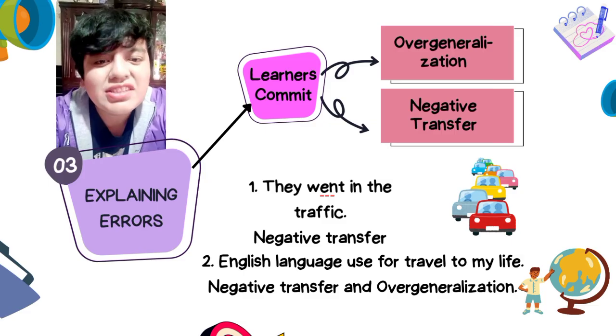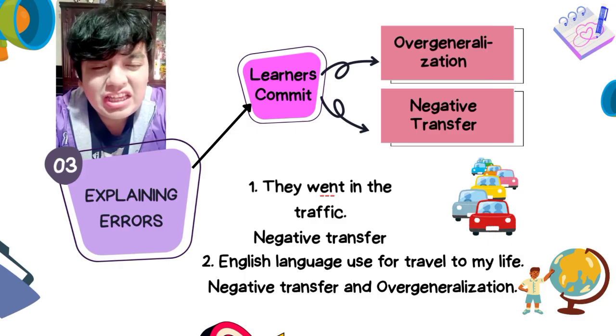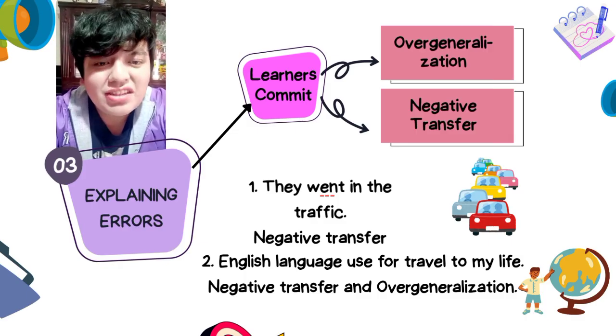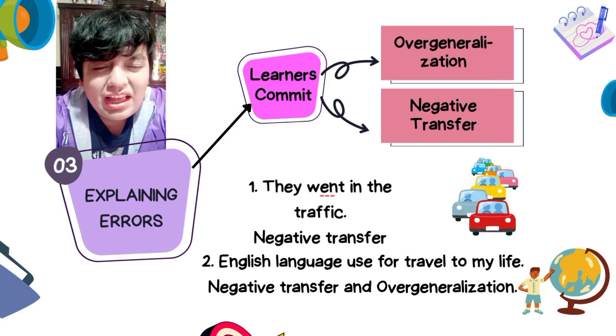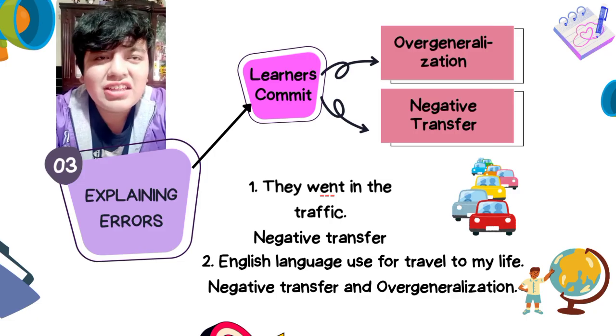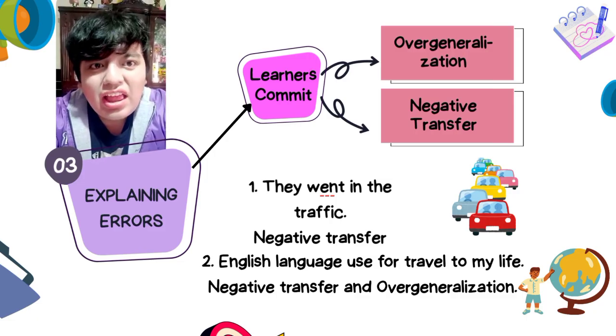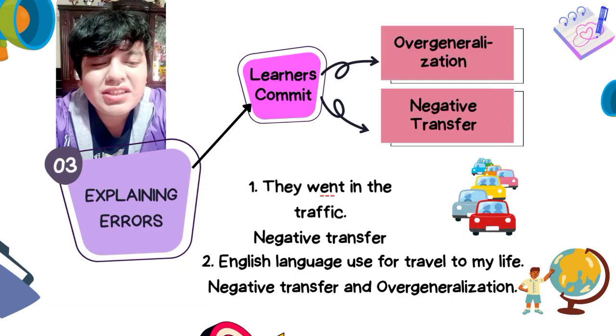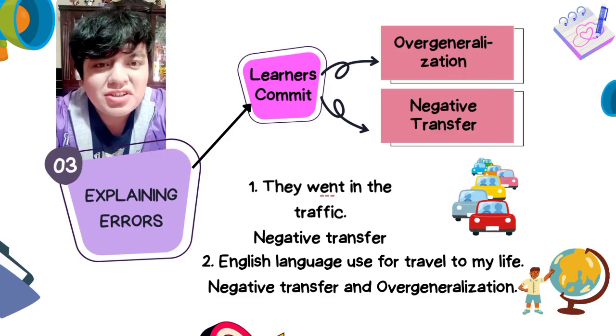In these two examples, "they went in the traffic" is an example of negative transfer because it's a direct translation from Spanish to English. The other example has many errors, and this is a mix of negative transfer with overgeneralization. In this sentence, you can see different aspects of Spanish and many structures that are not necessary, which is overgeneralization.